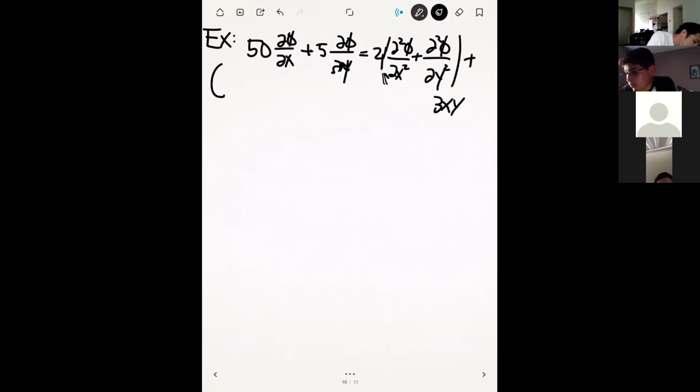Okay. So the first thing we notice is we have a two-dimensional equation because we have derivatives in both x and y. So let's write out what our parameter values are. First, let's pull out the value for u. We can see that we have a coefficient of 50 in front of d phi dx. So that tells us that u is equal to 50.